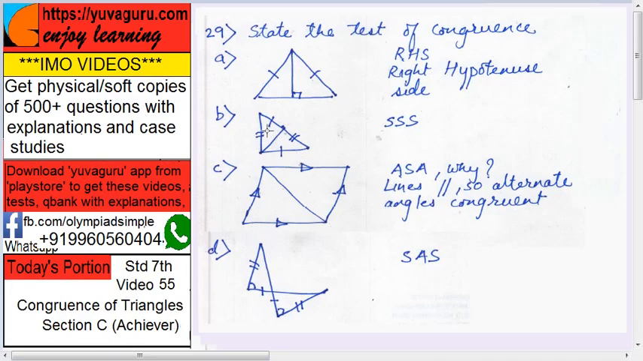Next, in these two triangles, this side is congruent to this side, this side is congruent to this side, and this is a common side. So SSS, right?